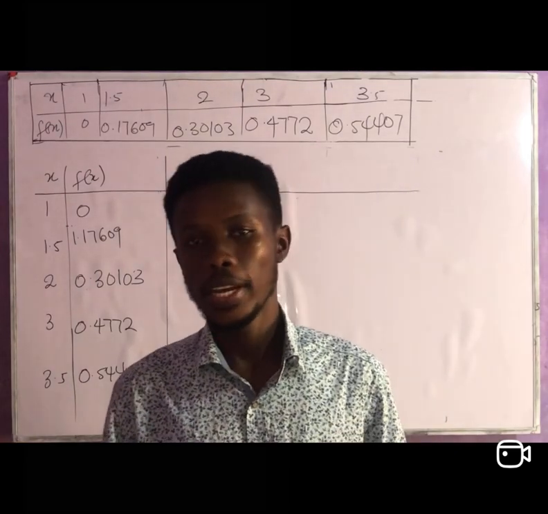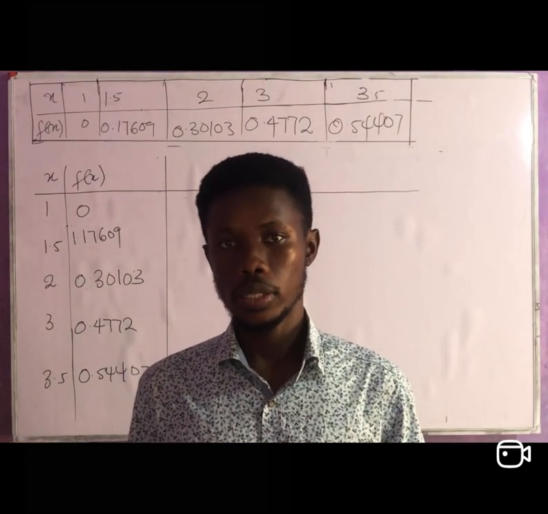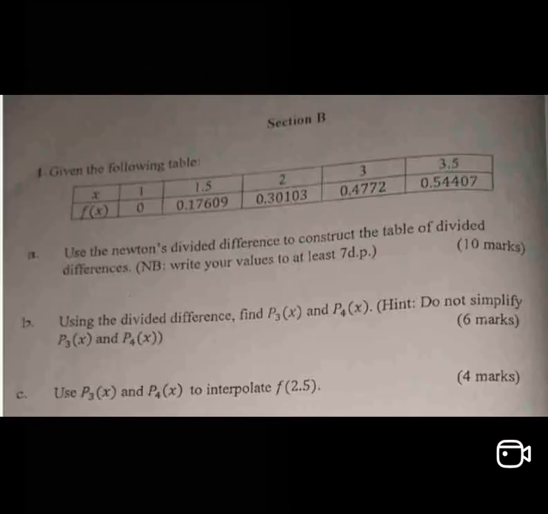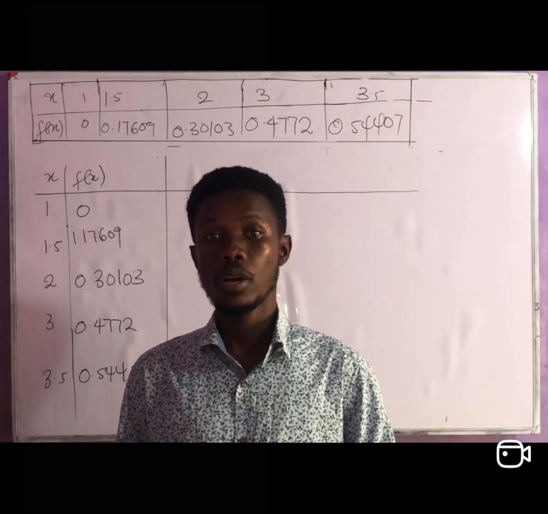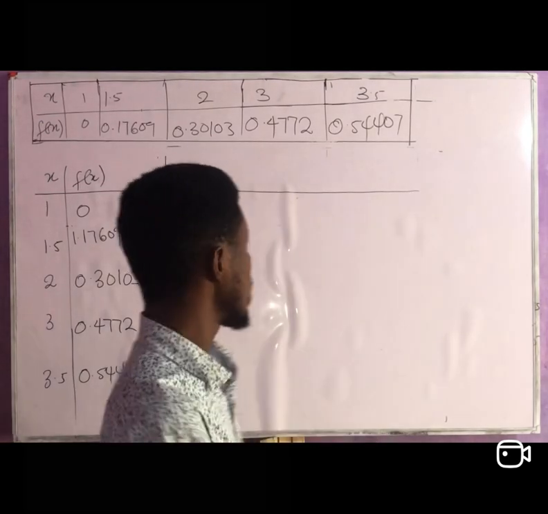Today we are going to look at the next example, a past question. Let's take a look at the past question. You have been asked to use the Newton divided difference to draw a table for this.